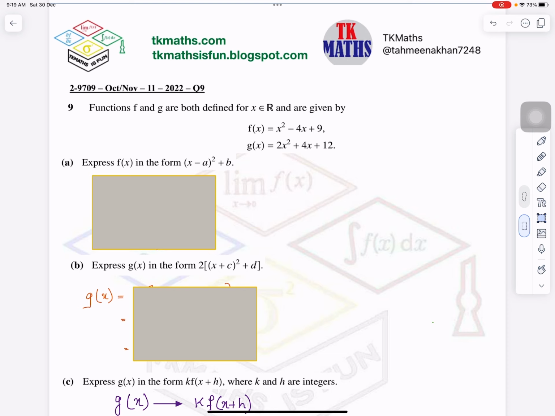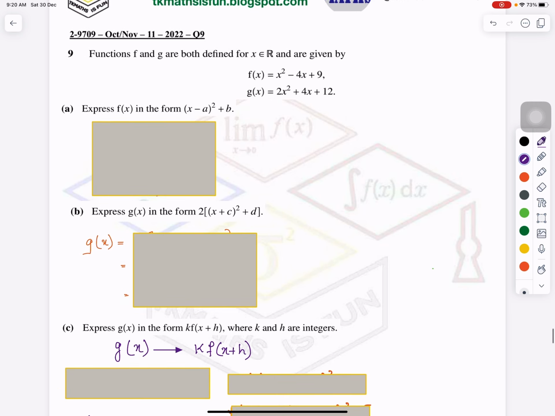In today's video, we will solve a past paper question on transformation of a graph. Now, the question has two functions given to you. This question is taken from your 22 variant 1-1, question 9. So function f of x and g of x is given to you. This question is a combination of quadratics and function transformation. In part A, the question is asking to convert function f into completing a square form.